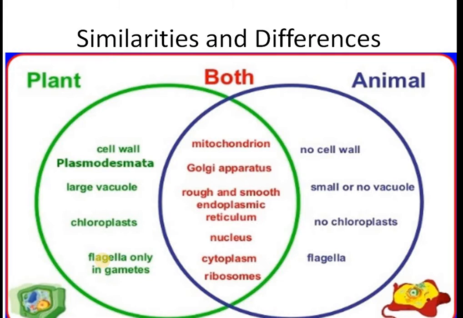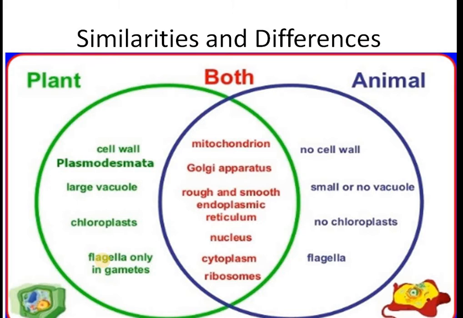Then we also know what they share in similarity. They both have mitochondria, they both have Golgi apparatus, they both have endoplasmic reticulum, both smooth and rough. They have nucleus, ribosomes, and cytoplasm. What is the new point here? The plasmodesmata. We will go through the definition and the diagrams of plasmodesmata. It's actually the connection between two plant cells. I'll show you in our later slides.